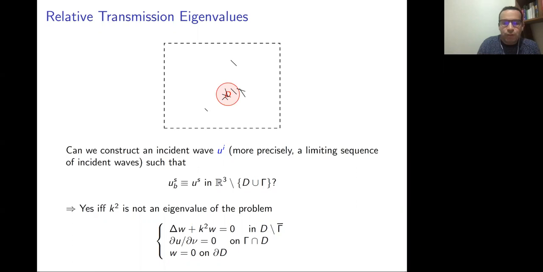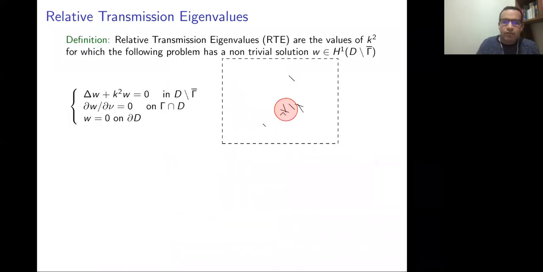So once you realize that, the idea is very simple. Here I can now define what we call a relative transmission eigenvalue, relative to the background I choose. These are the eigenvalues for which this problem has a non-trivial solution. It's just the red circle with the crux.